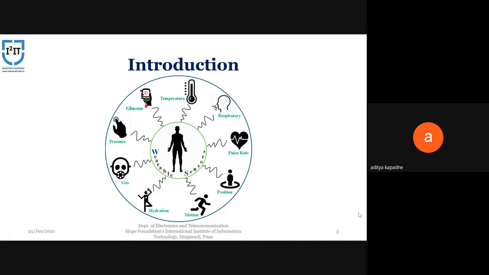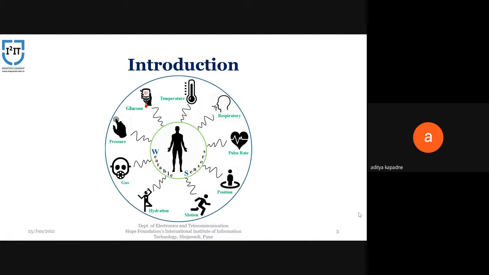Different types of sensors are used for different purposes, such as a pressure sensor is used to measure the pressure, a temperature sensor is used to measure temperature, a pulse rate sensor is used to detect the pulse rate, and so on. These kinds of sensors can be embedded into a system so that it can benefit the patient and can reduce human effort. So that's the introduction of the system.